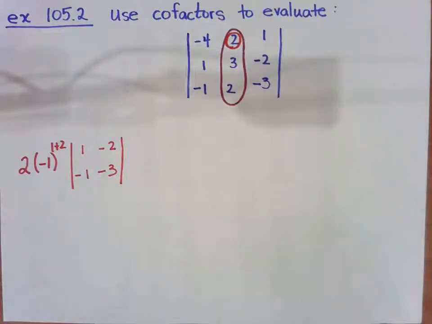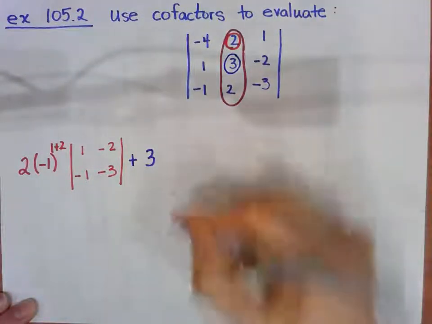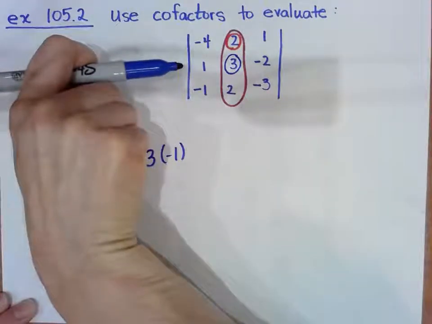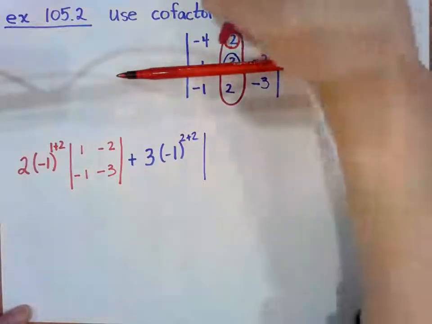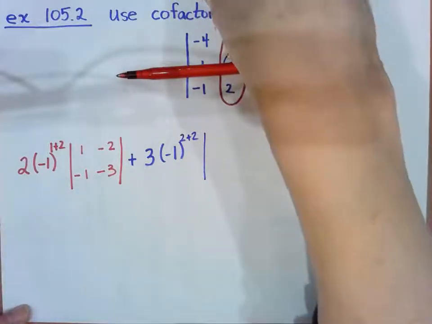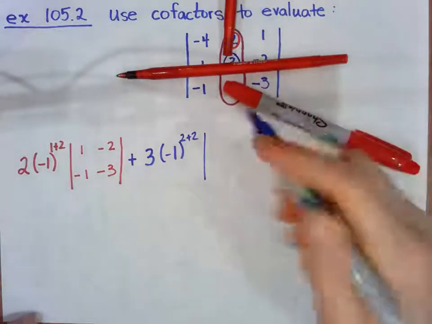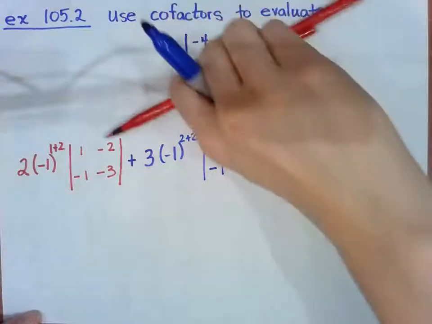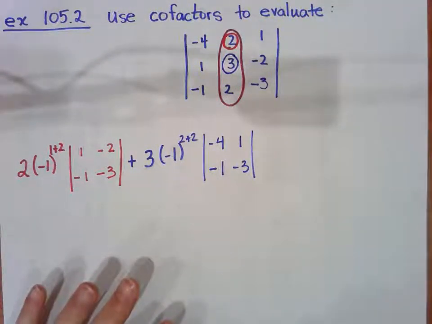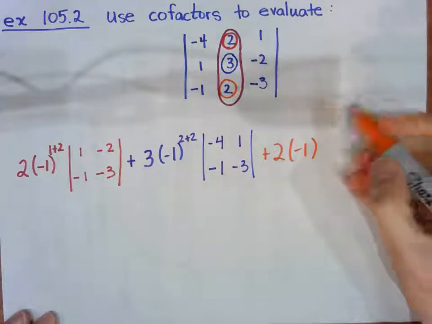Okay, and then we'll add to that, just going down the column, the 3 times its cofactor, which is -1 to the row 2, column 2 power, 2 plus 2 power. And then when we eliminate the 3's row and its column, we'll have negative 4, 1, negative 1, and negative 3 left. And then I go to the last thing in my column, so I add 2 times negative 1. This is row 3, column 2.